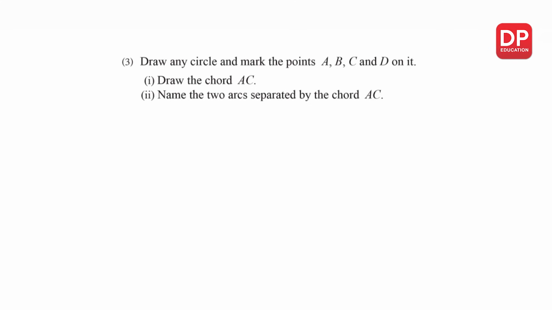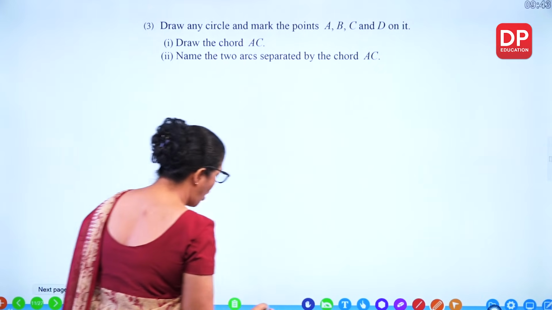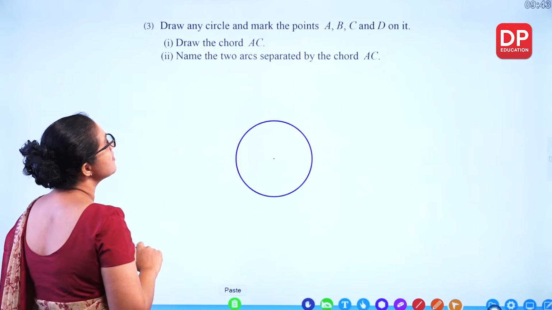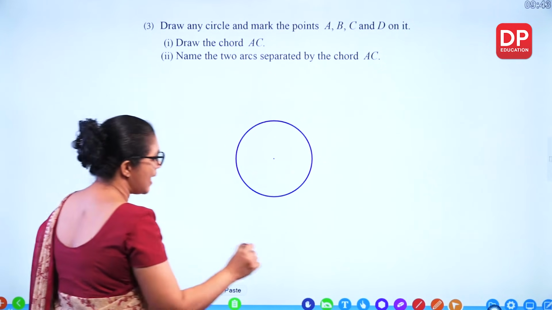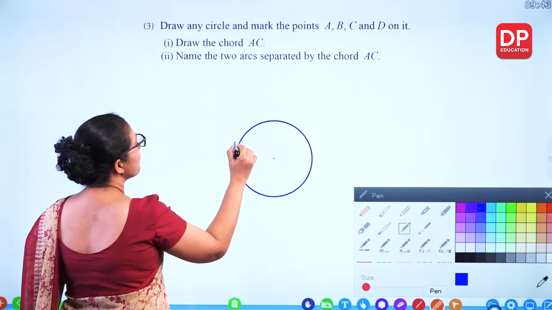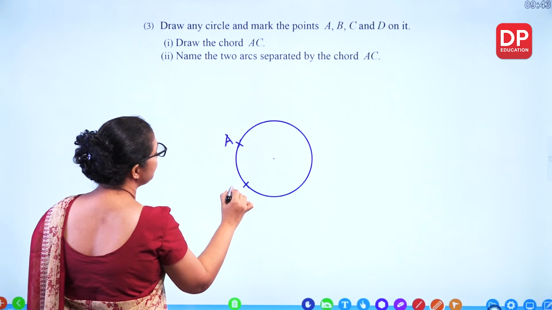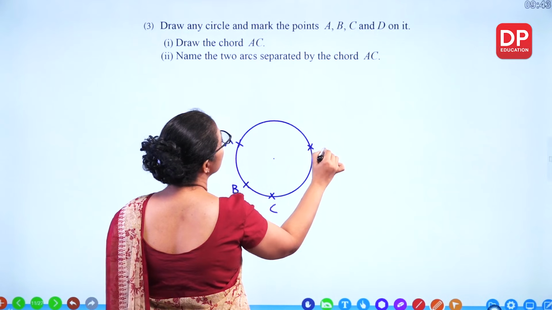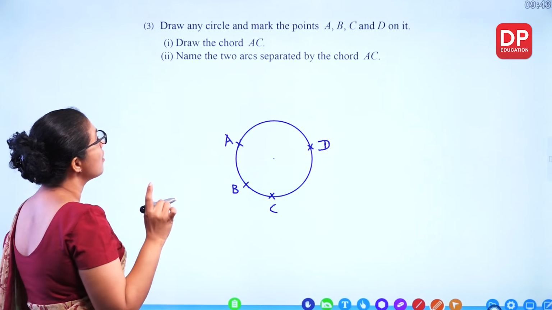Draw any circle and mark the points A, B, C and D on it. Draw the chord AC. So you can draw any circle. So this is any circle. Mark the points A, B, C, D on it. Draw a chord AC.